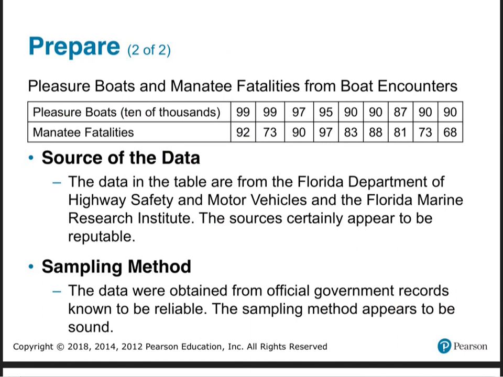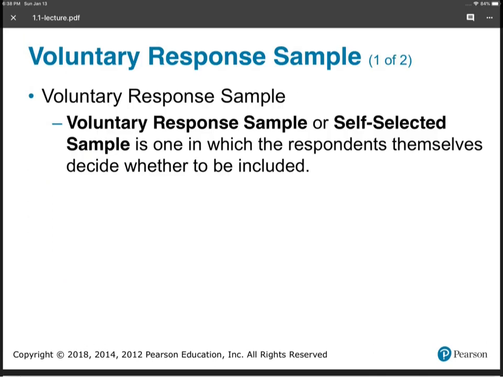The second one, here's the same thing. You would need to measure the source of the data. This is from the Florida Department of Highway Safety, so there's always that, right? You want to make sure your information's reliable when you're doing a study. And then the sampling method: obtained from official government records, like how did we get that information? Official government records, at least this one anyway. So it's reliable information. So that's the preparation stage.